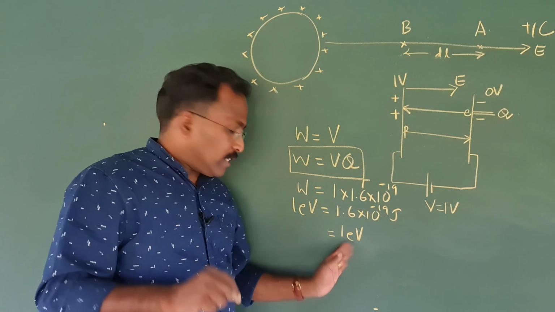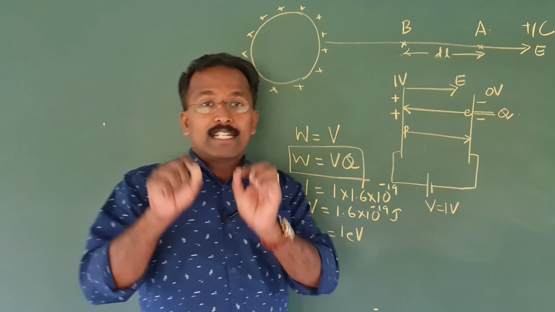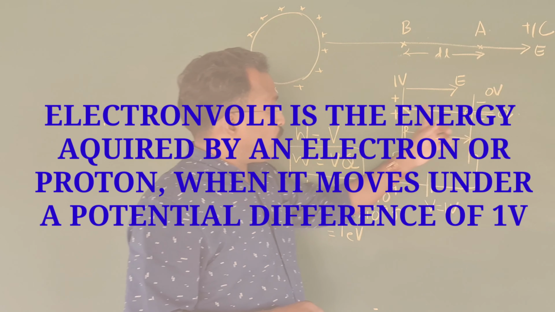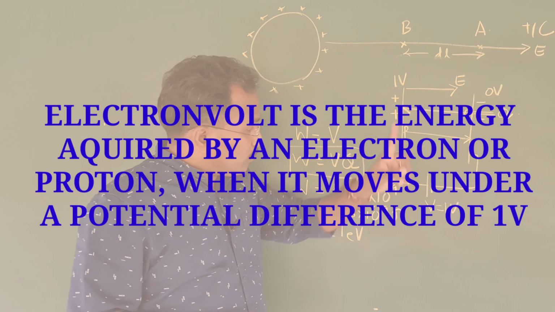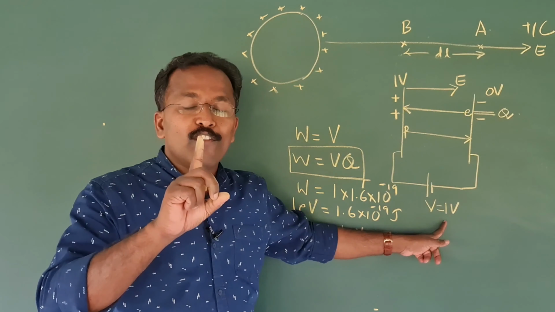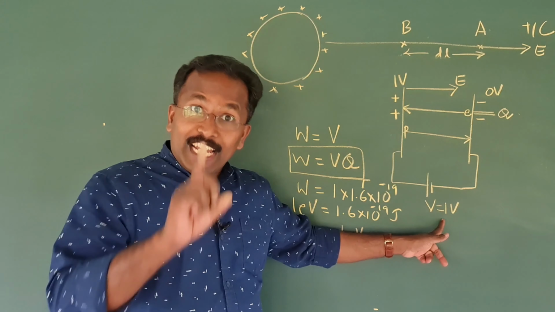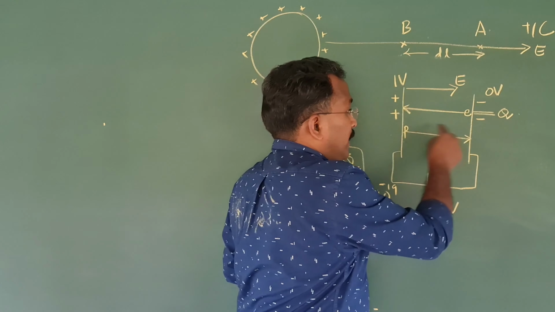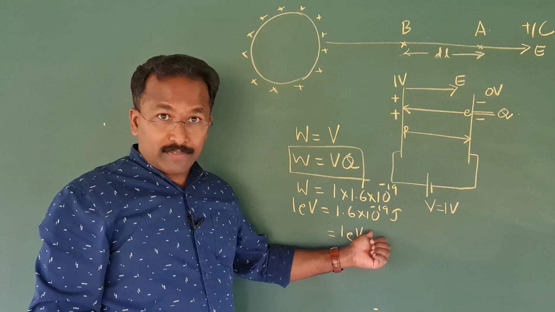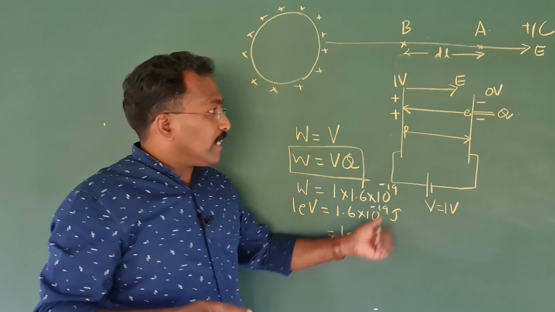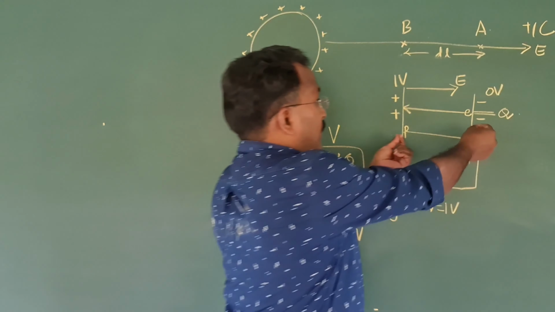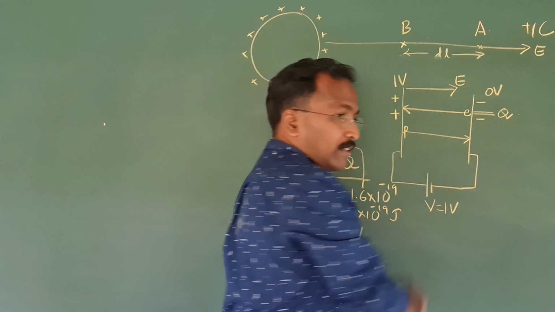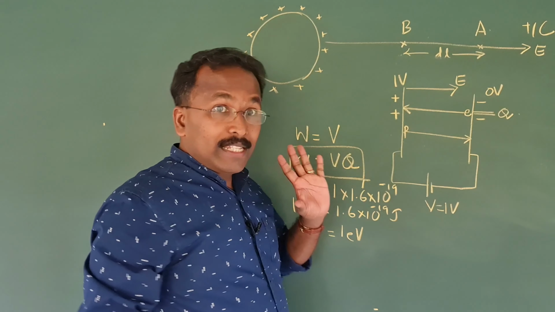So what is electron volt? Write that. Electron volt is the energy acquired by an electron or a proton when it moves under a potential difference of 1 volt. And you remember this. The electron hits this plate and proton hits this plate with the same energy. Which will hit first? Suppose I am leaving them simultaneously on the plates. Electron hits here, proton hits there. Which will hit first? That's important.